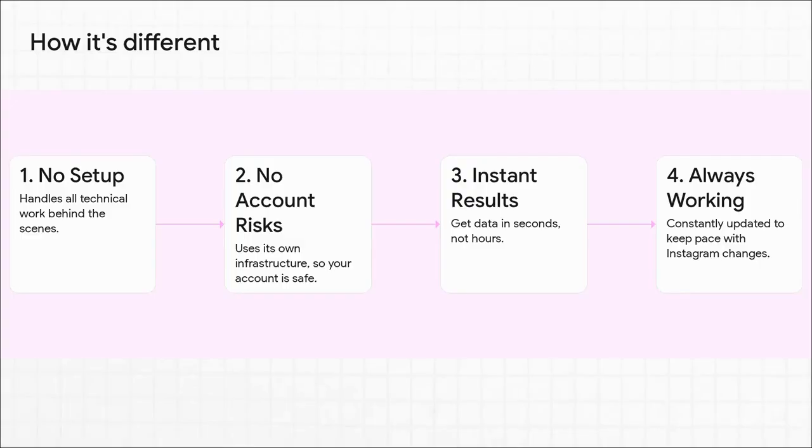So, how does it solve all those old headaches? Well, first, there's zero technical setup. They handle everything behind the scenes. Second, your personal Instagram account is never, ever at risk because they use their own giant infrastructure. Third, you get results instantly. We're talking seconds, not hours. And fourth, their team is always updating the system, so when Instagram makes a change, HikerAPI just keeps on working.